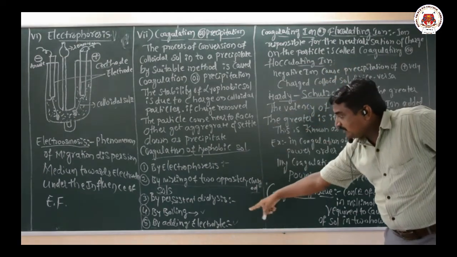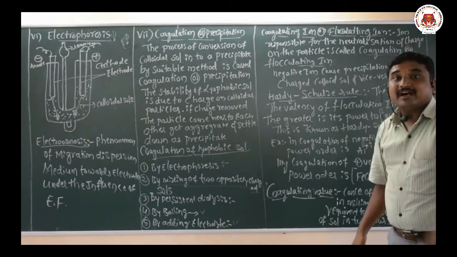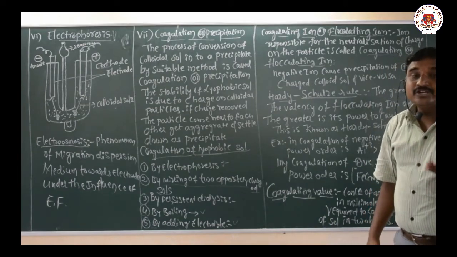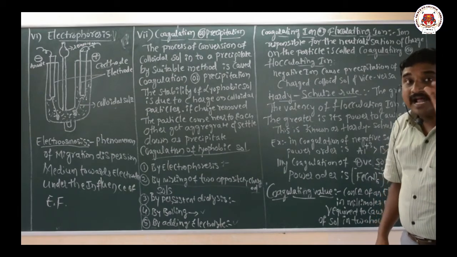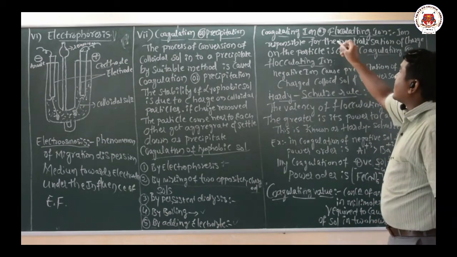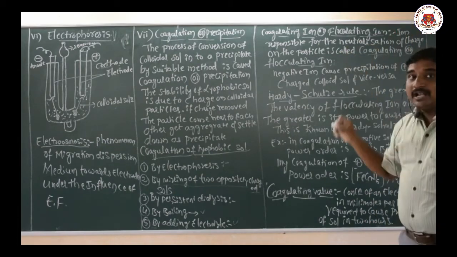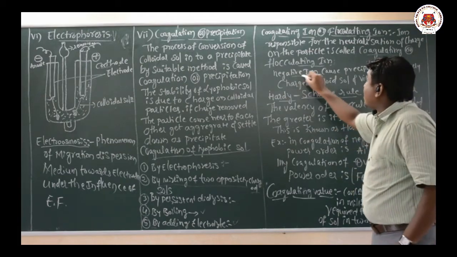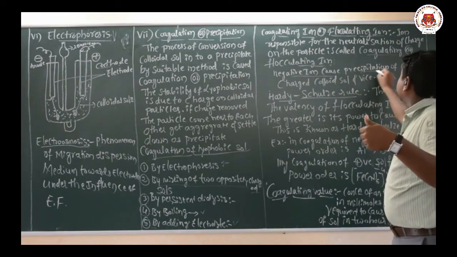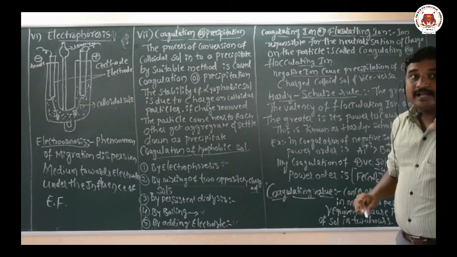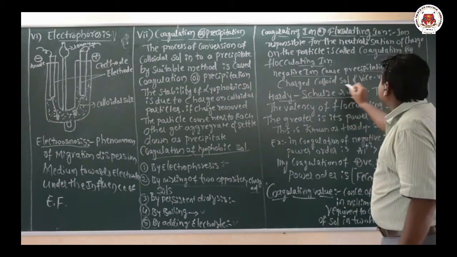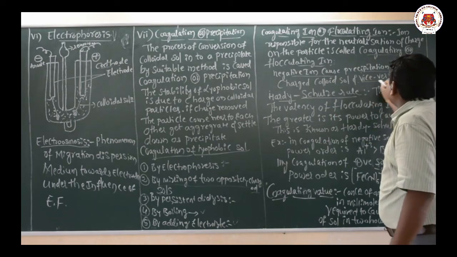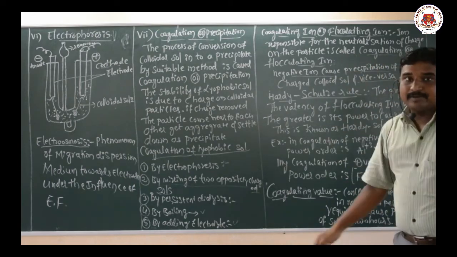So here we have discussed that we are going to add an oppositely charged electrolyte to neutralize the colloidal particle. Those ions are called coagulating ions. Already we know that a negative ion causes precipitation of a positively charged colloidal particle, opposite charge. A positively charged ion neutralizes a negatively charged colloidal particle.